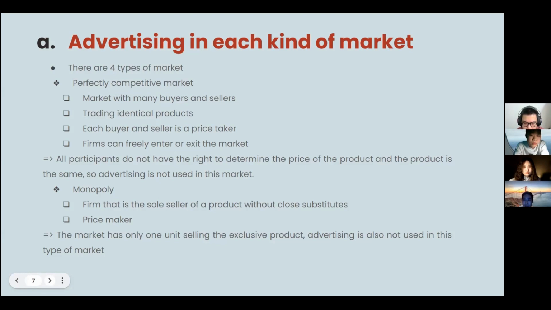Because all participants do not have the right to determine the price of the product, and the products are identical, advertising is not used in this market. The second type of market is monopoly. It is a market in which there is only one company that sells a product with no close substitute, and it is also a price maker. And because the market has only one firm selling the exclusive product, advertising is also not used in this type of market. Okay, next slide.